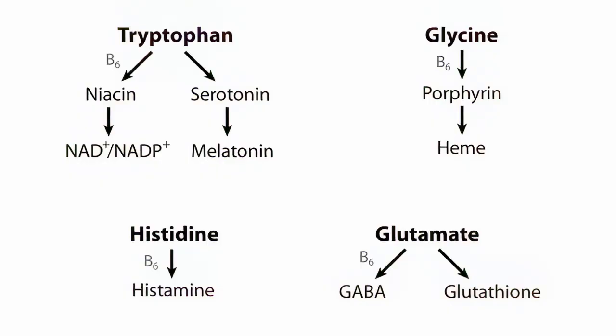And then also glutamate is important for the generation of glutathione. Glutathione is an important antioxidant. So B6, super important.